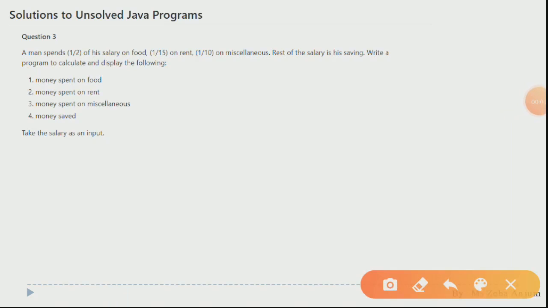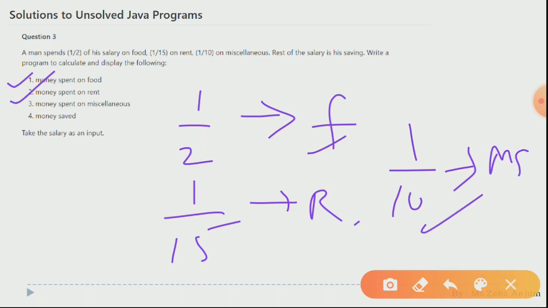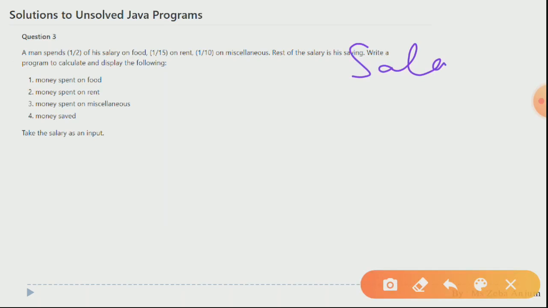Now see this question number 3. A man spends half of his salary on food, 1/15 on rent, and 1/10 on miscellaneous. Okay, and the rest of salary as his savings. Okay, so write a program to calculate and display the following: money spent on food, money spent on rent, everything you have to calculate it over here. Now you have to take salary as an input. Okay, now understand the concept. What you have done is, salary is taken as an input.